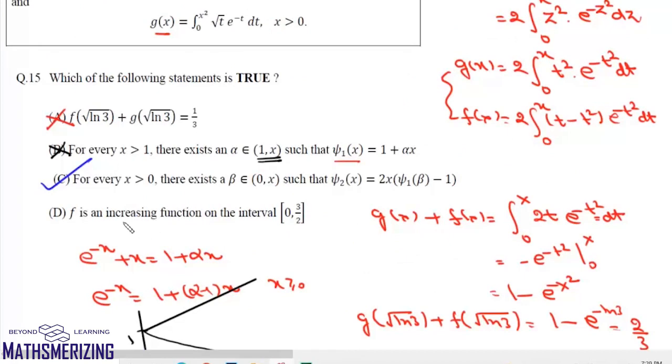And next it says monotonicity of this function f. Now we differentiate this function, we can write f dash(x) as 2x minus x square e to the power minus x square. So we'll get 0 and 1, so this is minus, plus and minus. Now in between 0 and 3 by 2, it is increasing and then decreasing. So that means this option D is also incorrect. So the correct option is option C.